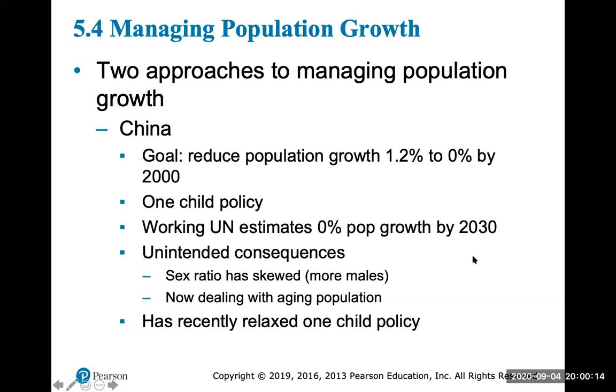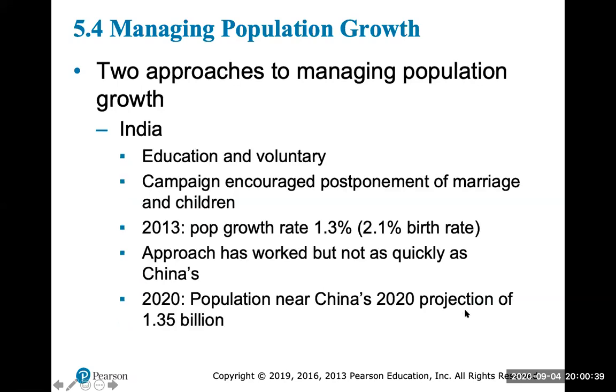Two approaches to managing population growth, and this has to do with your course assignment number 2. You'll look at what China did. They had a policy to only have one kid, and they did greatly reduce their population. It was maybe seen as a little extreme, and their sex ratio has been skewed now with more males, and now they're dealing with an aging population, and they don't really have the people to help take care of them.